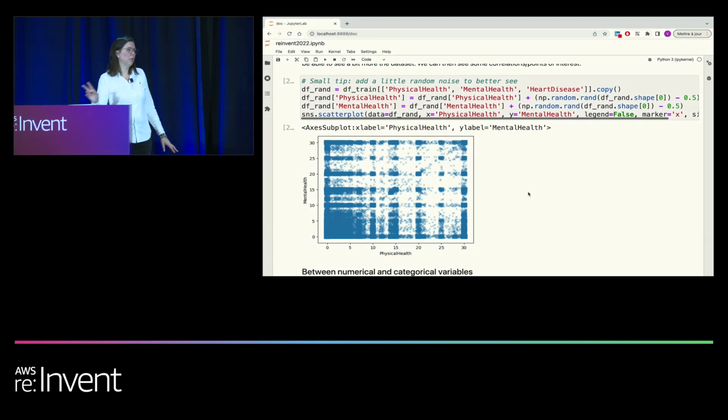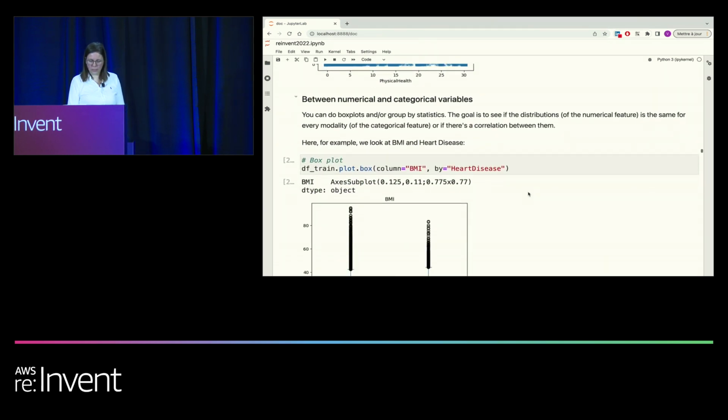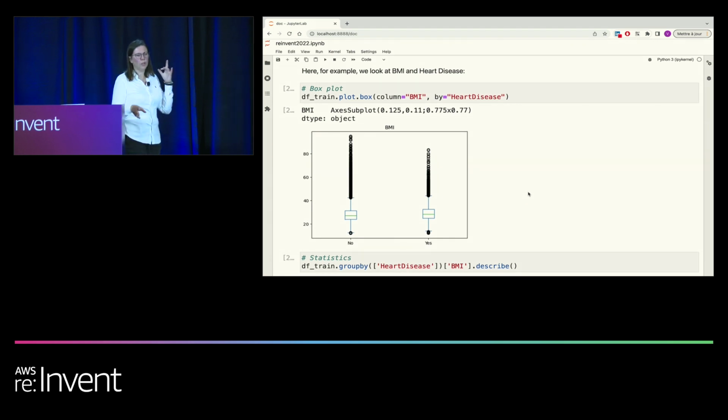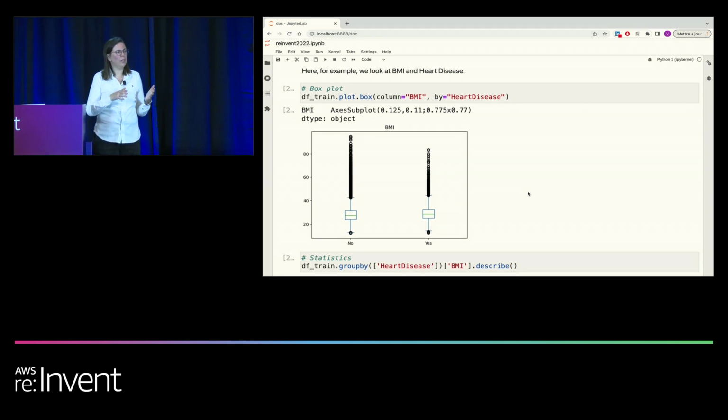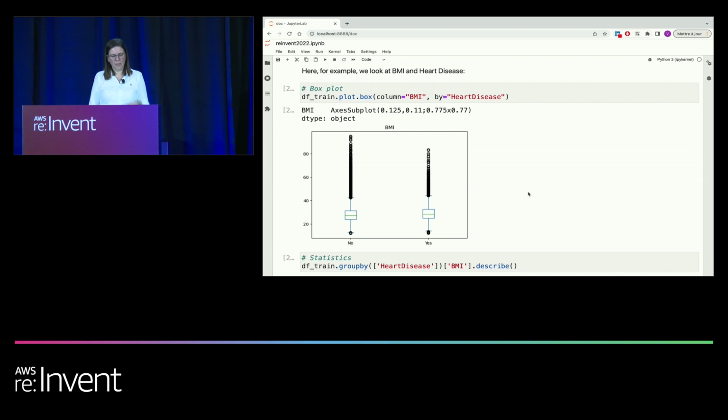With two numerical features, it's easy. If you have a numerical feature and a categorical one, you cannot use a correlation matrix. So what you can do is you can create some box plot and see if the distribution is the same for every category, for every modality in the categorical feature. Here, for example, we can see the heart disease. Do you have an heart disease or not?